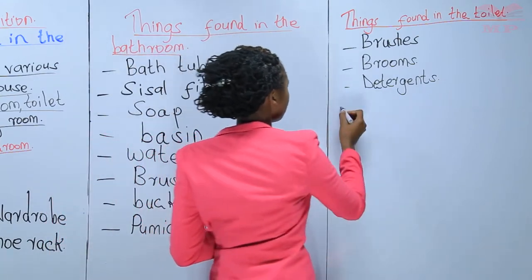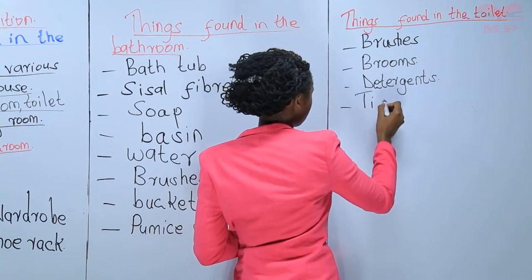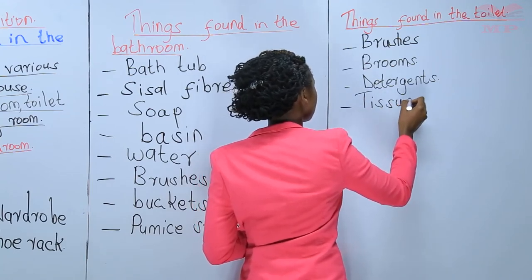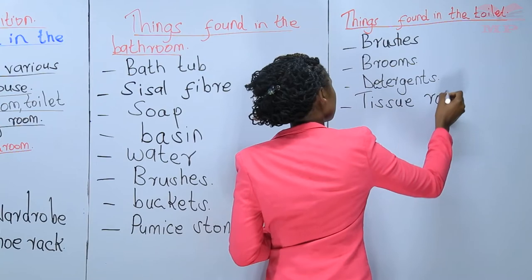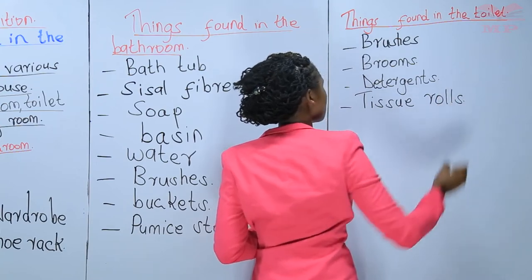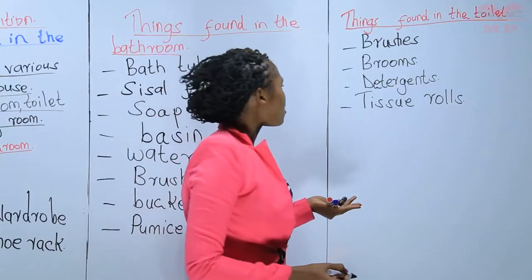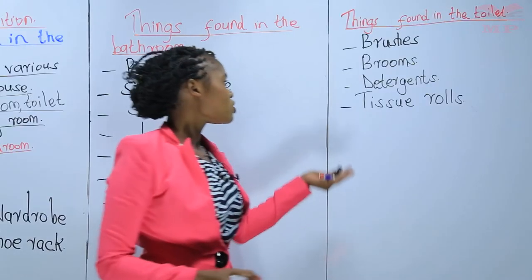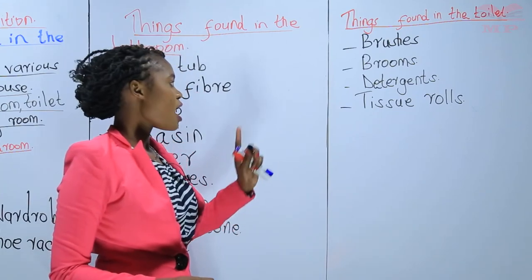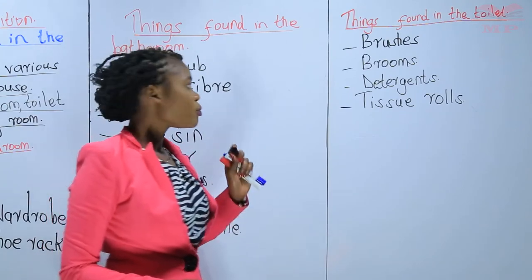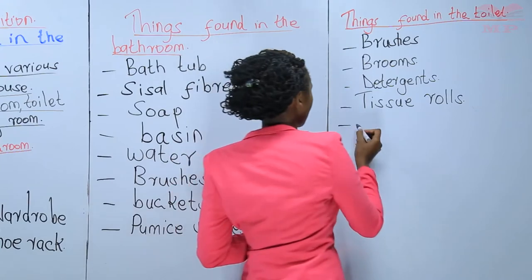We also have tissue paper or tissue rolls. Why are we having tissue rolls in the toilet? For our hygiene. After going for a short call or long call, make sure that you wipe yourself using a piece of tissue paper. We also have water.